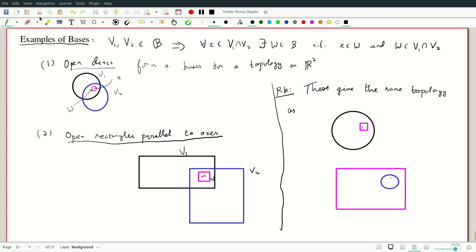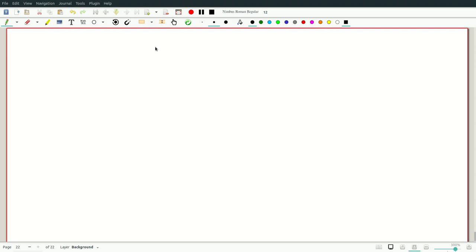But let's look at a couple of other examples and non-examples. Okay, so here's another example. We look at only vertical strips.